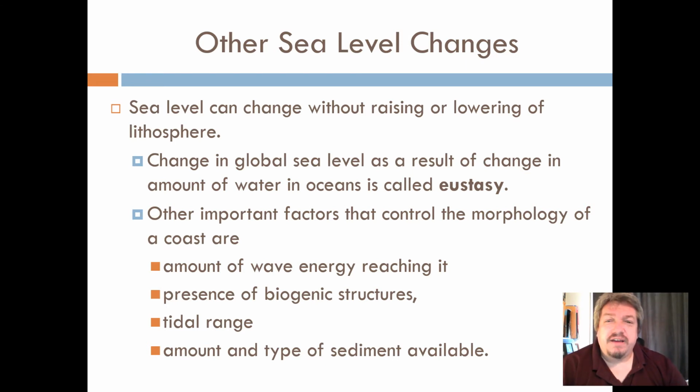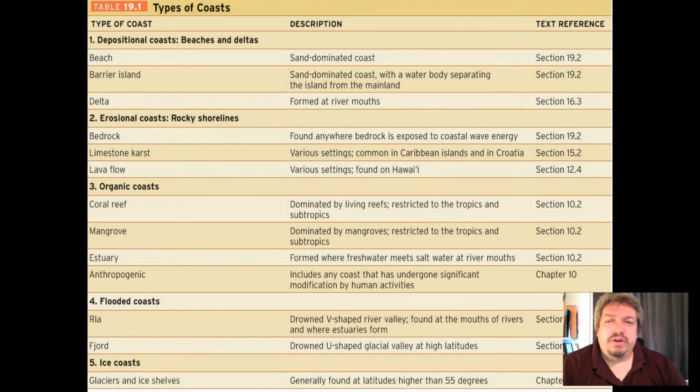What kind of rock? So from your book, we talk about many different types of coasts, but the one we're going to focus on for the main part are the anthropogenic coastlines. And these are the ones that have human modifications.